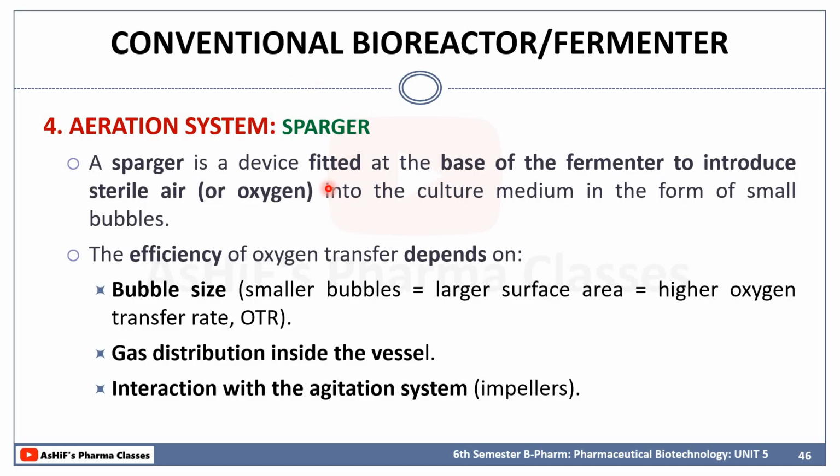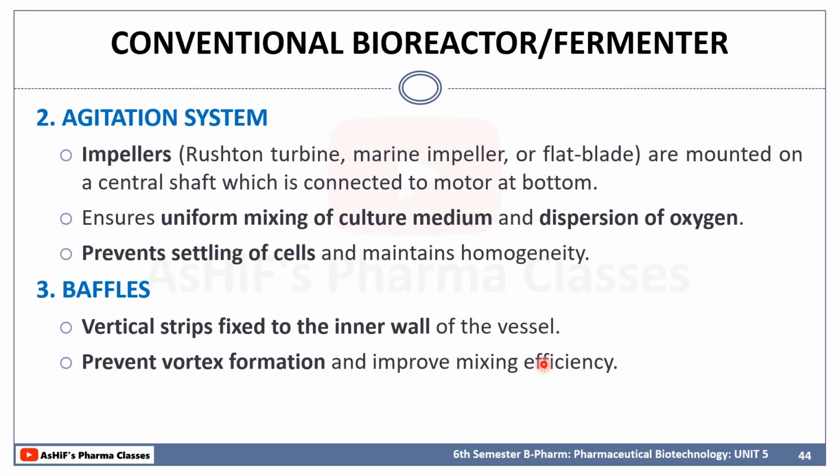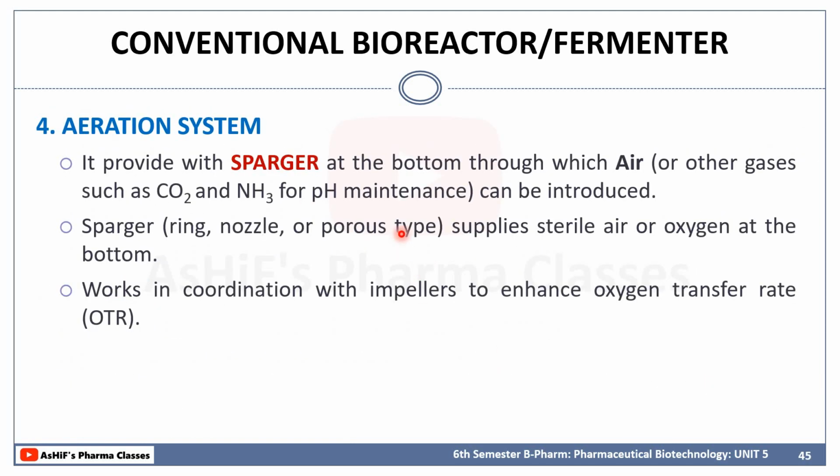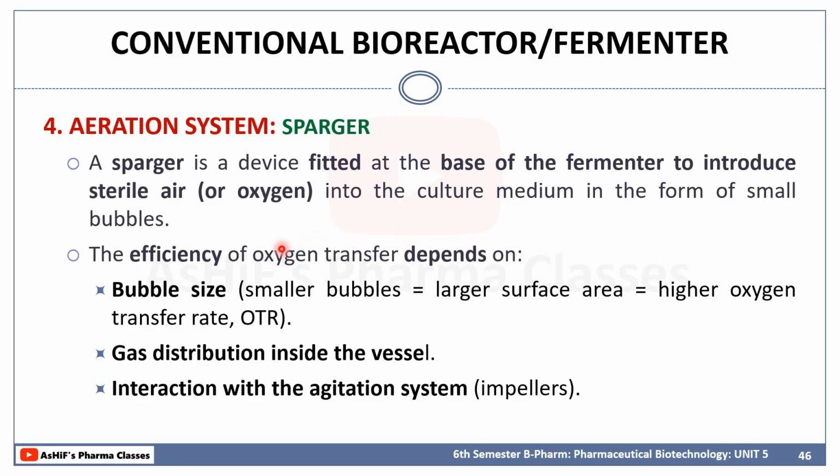This is a frequently asked 2 mark question: what is meant by sparger and what are the different types of sparger? A sparger is a device which is fitted at the base of the fermenter to introduce sterile air or oxygen into the culture media in the form of small bubbles. This is usually fitted at the bottom portion of the fermenter to provide sterile air. The efficiency of the oxygen transfer usually depends on 3 factors.